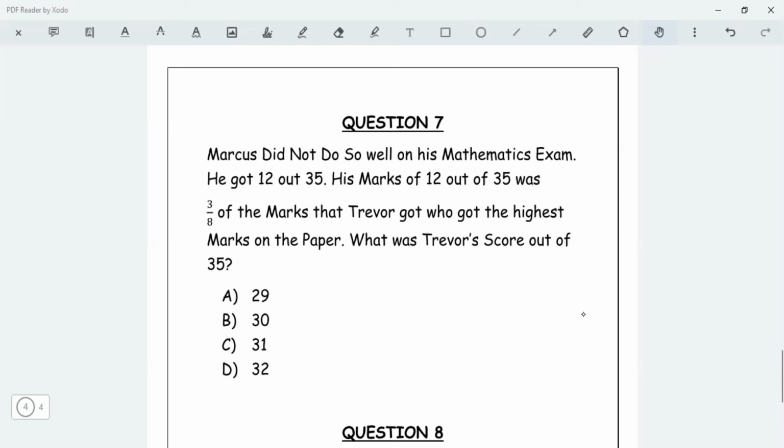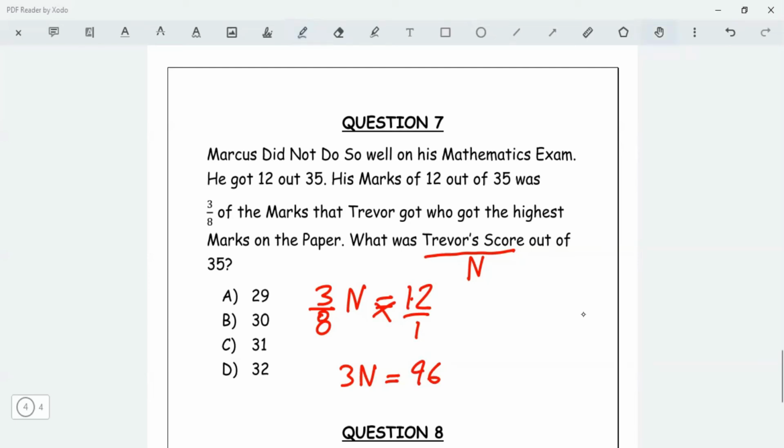So let's write that down. Let's call Trevor's score N. All right. So Marcus got 3/8 of Trevor's score, and that was 12. That's 12 marks. Okay, so we just need to make N the subject. So we cross multiply again. So we're going to get 12 times 8 is equal to 3n times 1. So 3n times 1 is 12 times 8. 12 times 8 is 96.